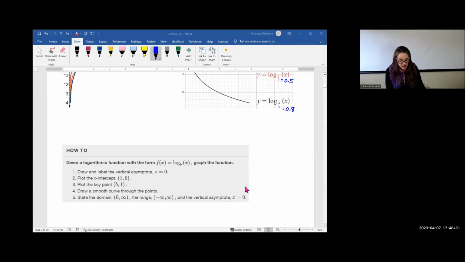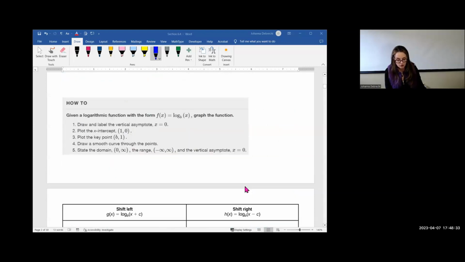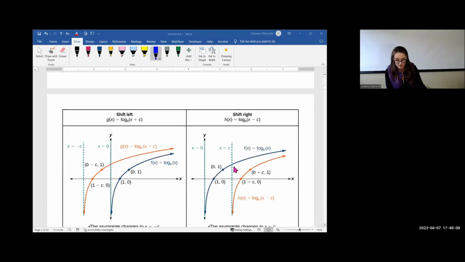All right. Now, how do you graph a logarithm function? Well, the first thing you want to do is start with that vertical asymptote. If it has not been shifted to the left or to the right, then your vertical asymptote is going to be the y-axis, x equals zero. Then you will want to plot the x-intercept, (1, 0). And then you will want to plot the key point, (b, 1), and draw a smooth curve. Remember that the domain is strictly positive reals and the range is all reals, and graph it from there.